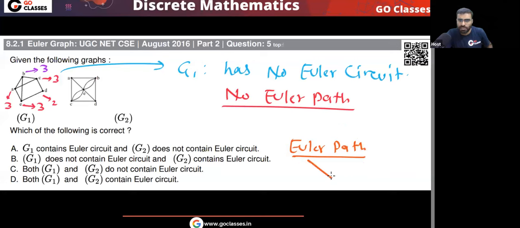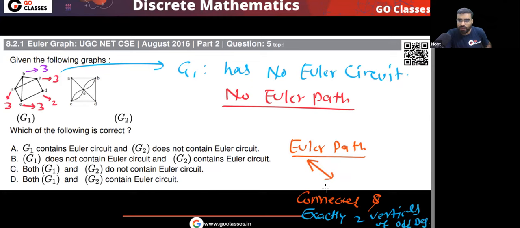For an Euler path, you must have a connected graph and the number of odd degree vertices must be exactly 2. Yes or no? So you can notice here you have 4 odd degree vertices in this G1. This is odd degree, odd degree, odd degree, odd degree.